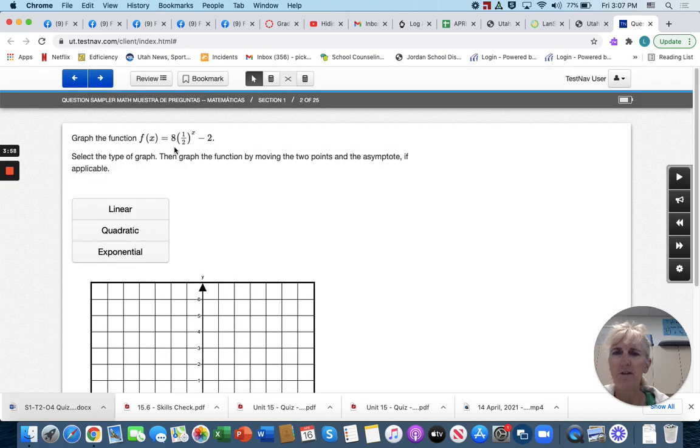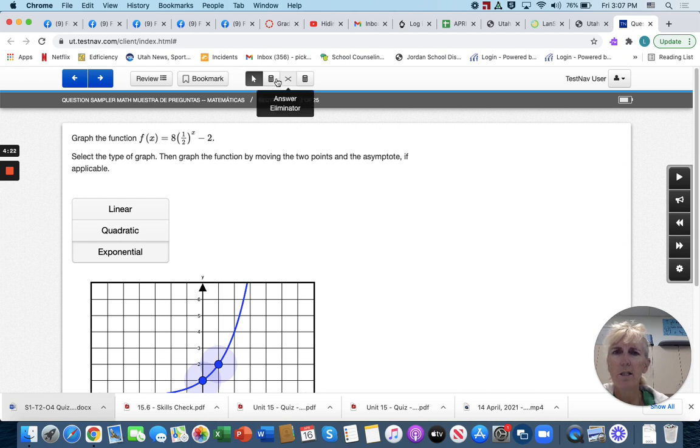Okay, graph the function f of x equals 8 to the 1/2 raised to the power of x minus 2. Is it linear, quadratic, or exponential? Okay, linear would not have a power that has an x. Its greatest power would be to the first power, which this is not. It's not quadratic because that would be raised to the second power. So it's got to be exponential, okay?